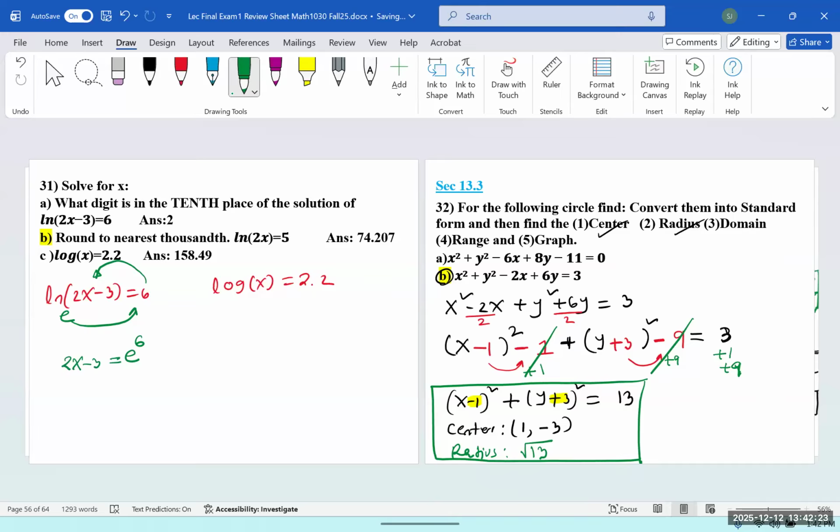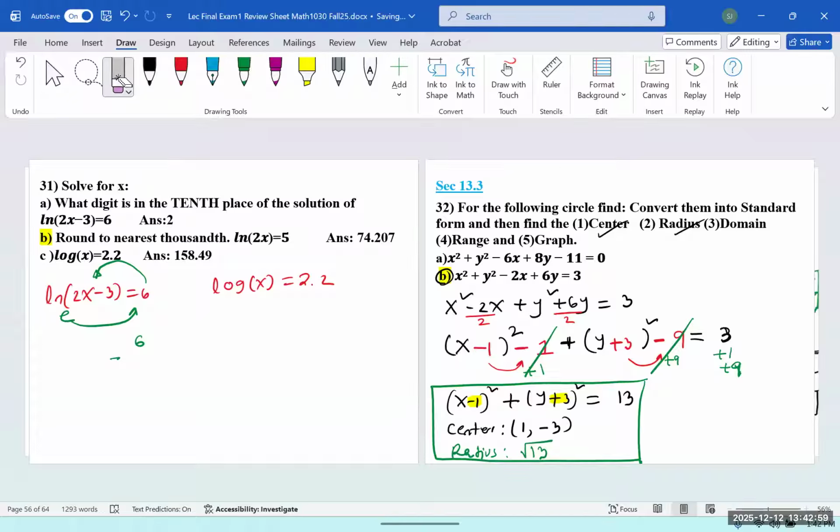Now, in the exam, what most people did is this. We have ln of 2x minus 3 equals 6. You applied E, so you know it's 2x minus 3. And then you had no idea what this is. Is it E times 6, E to the 6, E divided by 6? You had no idea, so you got stuck. That's why I did not want you to apply E to both sides. If you know it's E to the power on the right side, then it's fine. But if you have no idea, then don't do that.